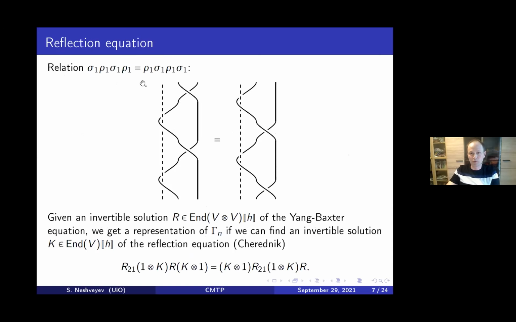This is the proof of this relation. So the relation looks as follows, and it's true because you can pass this strand under this one. So if you pass it through here, then you'll get exactly this one. And this relation is closely related, or it's basically the so-called reflection equation.